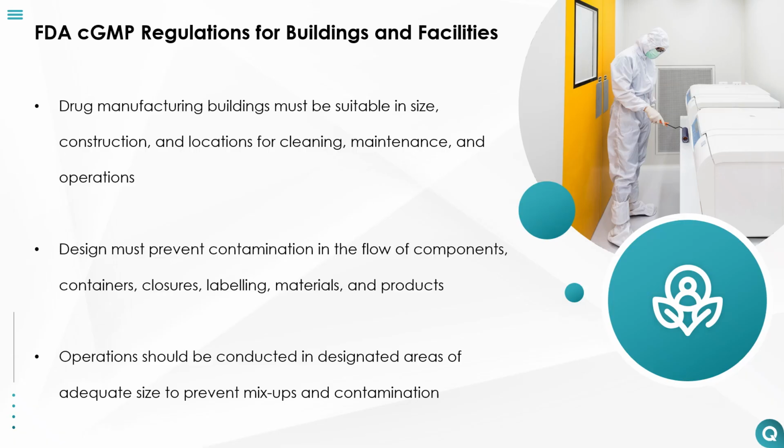Ensuring compliance with CGMP regulations for building and facilities and drug manufacturing is crucial for product safety and efficacy. Drug manufacturing buildings must be suitable in size, construction, and location. The layout should allow thorough cleaning, regular maintenance without disrupting production, and support efficient workflows to prevent contamination and maximize productivity. The facility's design should prevent contamination in the flow of components, containers, closures, labels, materials, and products. A seamless, contamination-free transition between production stages is essential.